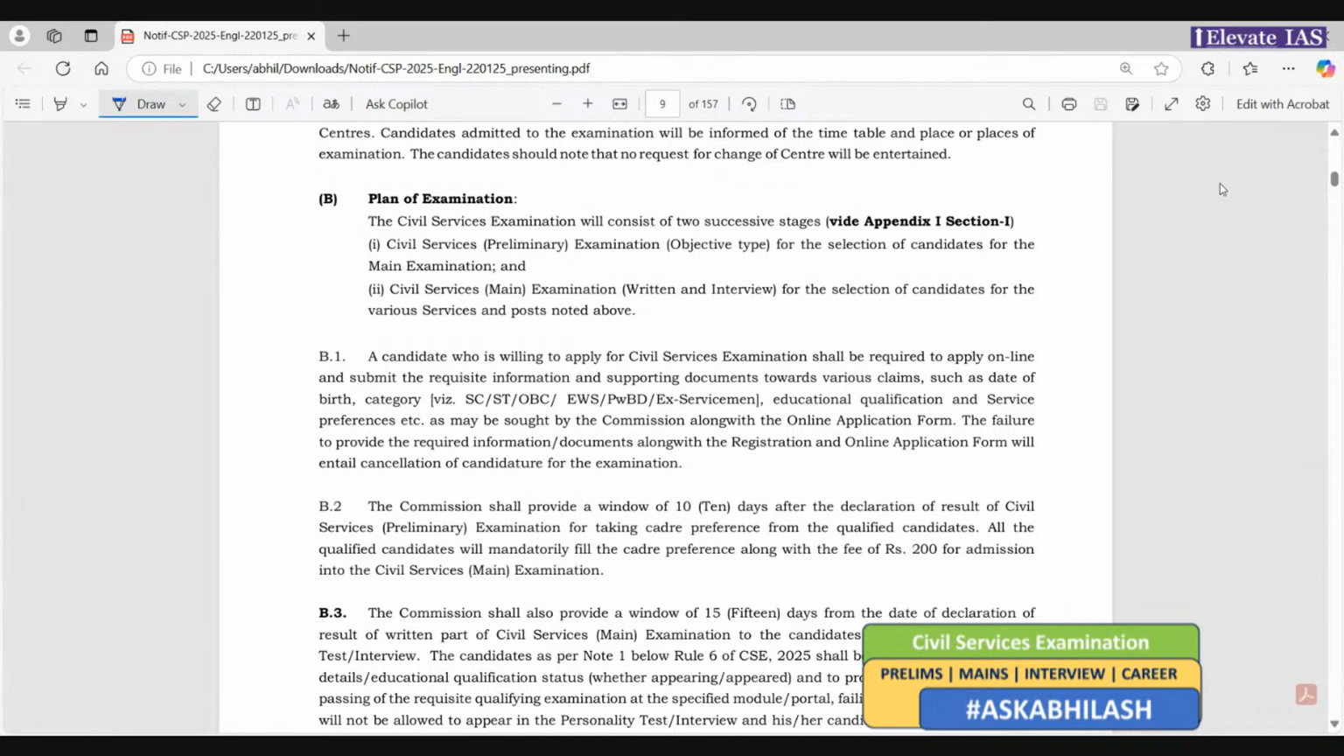अभी तक तो ऐसे आप लोगों को फॉर्म भर देना चाहिए, but still I have got some queries on various parts of the notification. So instead of answering then and there, I am trying to go through the entire notification जो इस साल का है. So we are at section B, plan of examination.